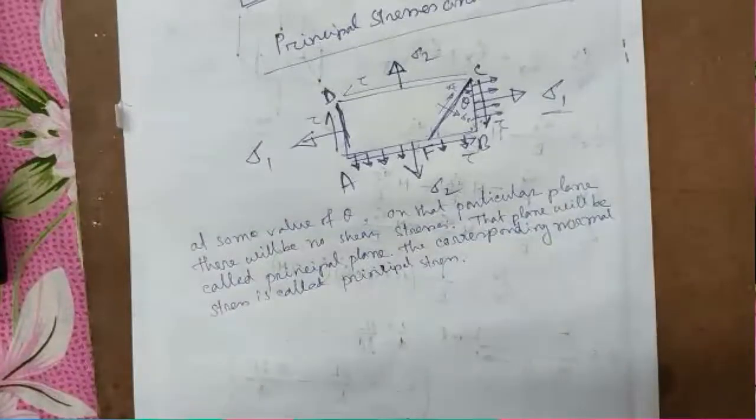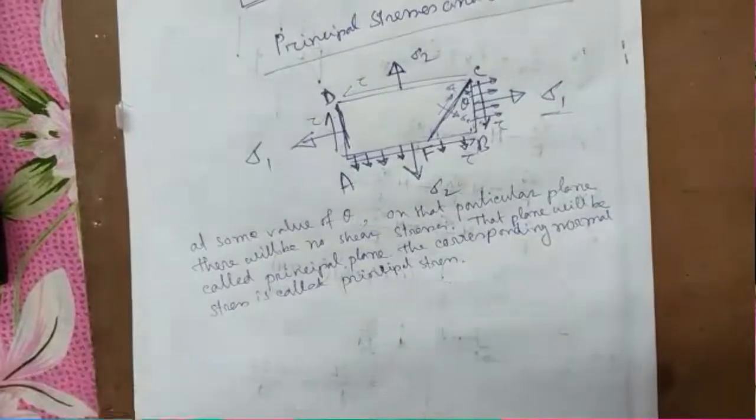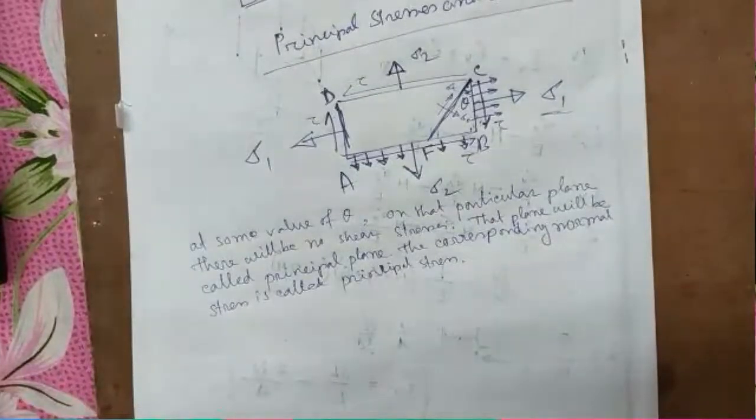Now our job is to find out the principal plane and the relative principal stresses. And how can we find it out? By putting sigma t equal to 0. So now our job is to analyze and find out the value of sigma t.